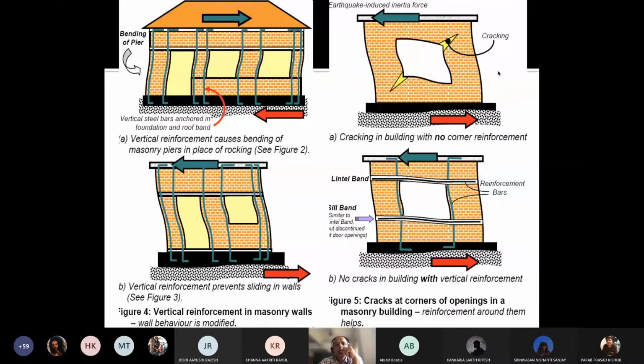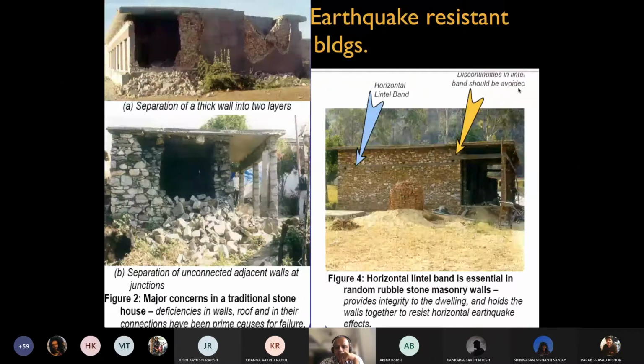Then, in terms of cracking, how do you prevent the crack? It is very simple. The reinforcement bars at the sill band and the lintel band, and also in the vertical direction, will help in creating a certain kind of flexibility, and will be able to handle some kind of stress when the earthquake happens, and the masonry will be prevented from developing these X cracks.